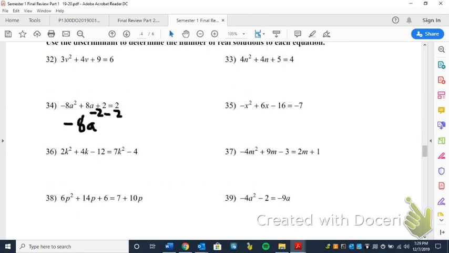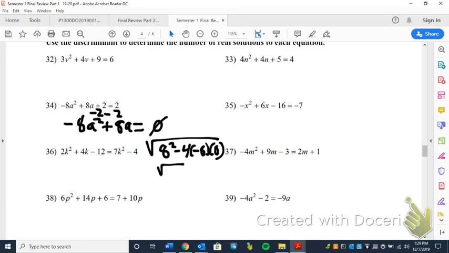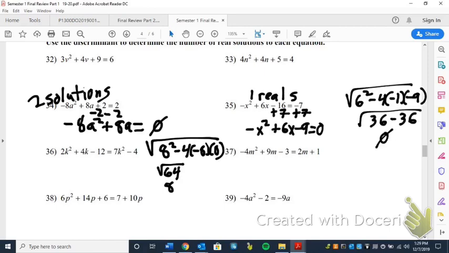34, subtract 2 from both sides, so I have negative 8a squared plus 8a equals 0. My discriminant is 8 squared minus 4 times negative 8 times 0, so I have the square root of 64, or 8. That is a real solution, so I have 2 real solutions. 35, my discriminant is 0, so I have 1 real solution. The discriminant is that part underneath the square root symbol in the quadratic.